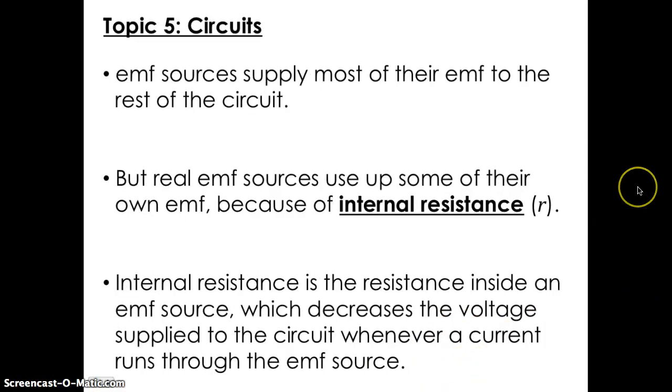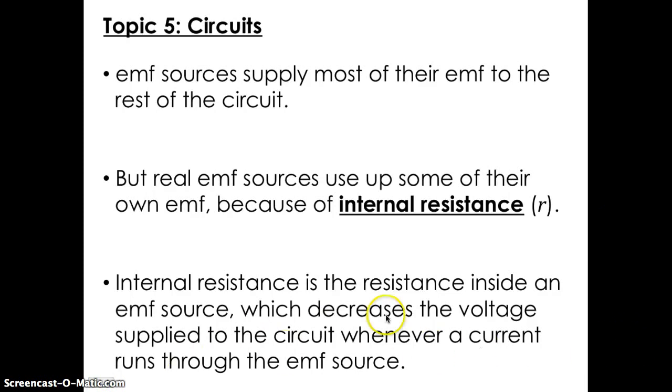Now here's the thing about EMF sources. EMF sources supply most of their EMF to the rest of the circuit that they're connected to. But real EMF sources use up some of their own energy because of internal resistance. So voltage is dissipated whenever we have resistance. And EMF sources have internal resistance, which causes them to use up some of that EMF which they supply, use it up internally before it's made available to the rest of the circuit.